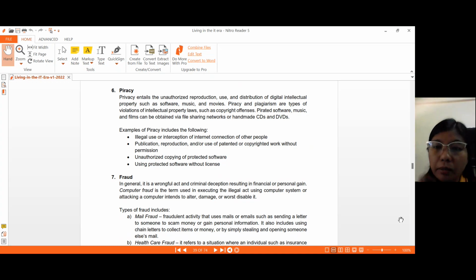Okay, so piracy and plagiarism are types of violations of intellectual property laws, such as copyright offenses. Pirated software, music, and films can be obtained via file sharing networks or handmade CDs and DVDs. Examples of piracy includes the following: illegal use or interception of internet connection of other people, publication, reproduction, and or use of patented or copyrighted work without permission, unauthorized copying of protected software, and using protected software without license. Piracy yung mga yan.